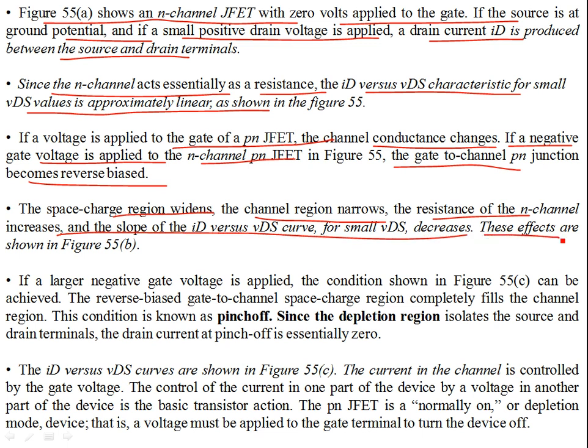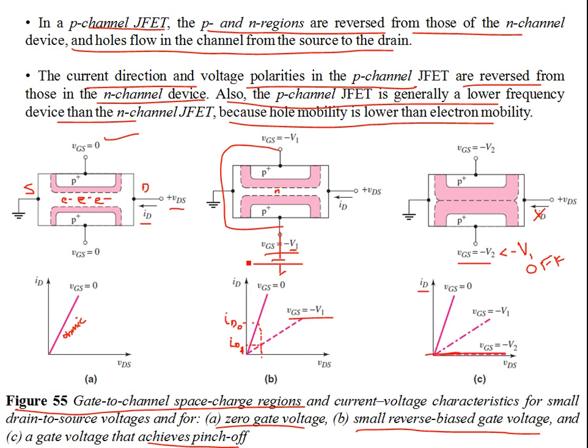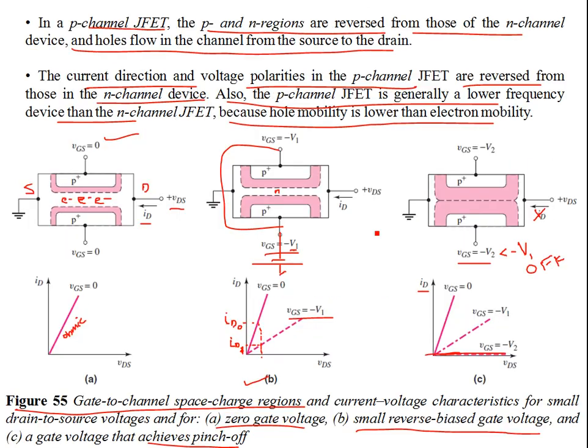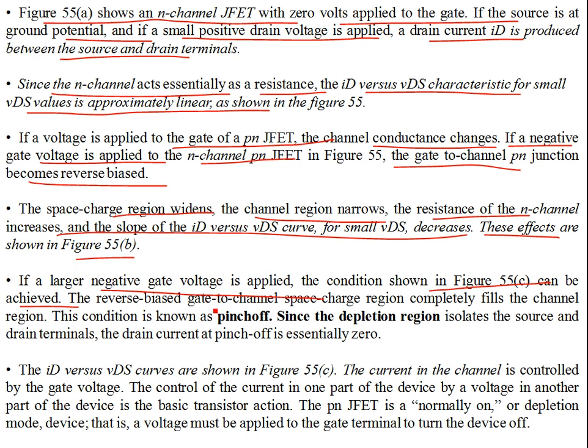These effects are shown in 5.5B here, where you can see the channel has been narrowed down. If a larger negative gate voltage is applied, the condition in 5.5C can be achieved. This is 5.5C, and there is no channel left, so ID is 0 here. This is what is called the pinch-off gate voltage. The reverse-biased gate-to-channel space charge region completely fills the channel region. This condition is pinch-off since the depletion region isolates the source and drain terminals, so the drain current at pinch-off is essentially 0.